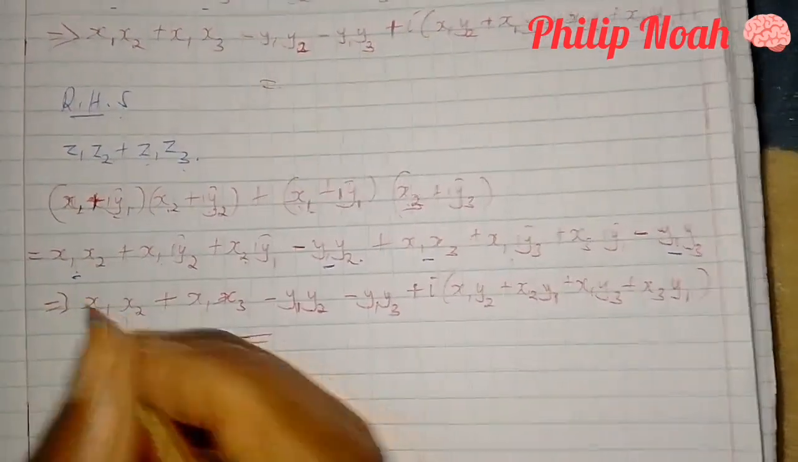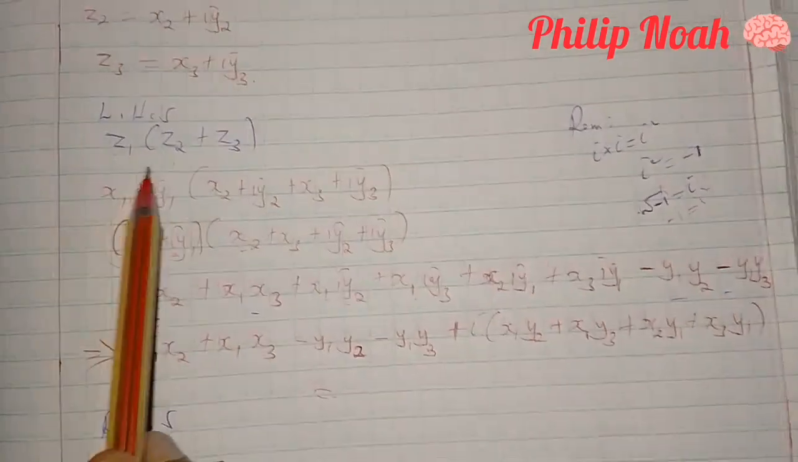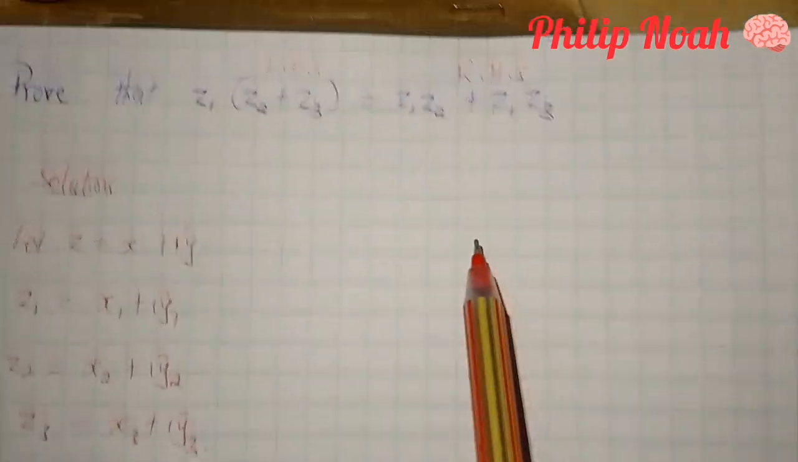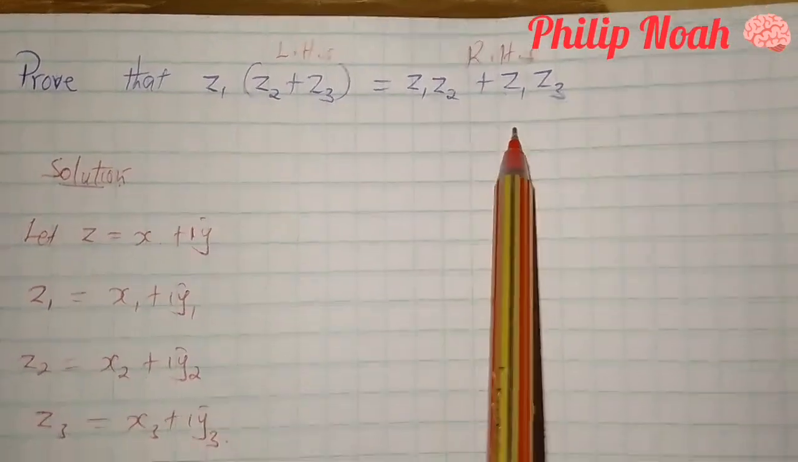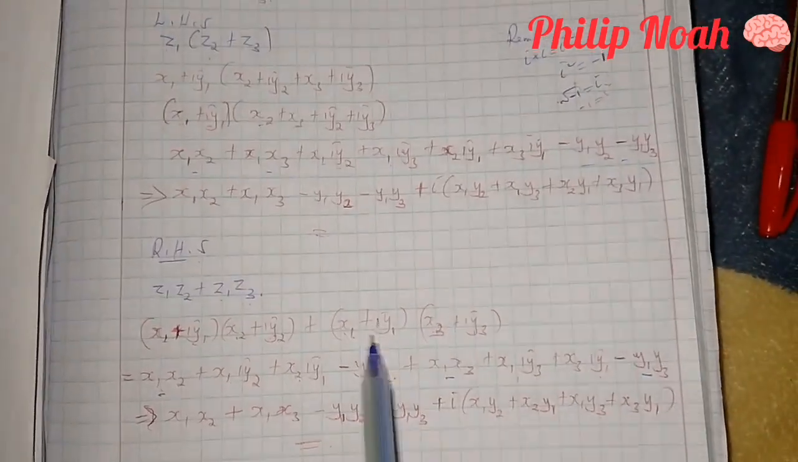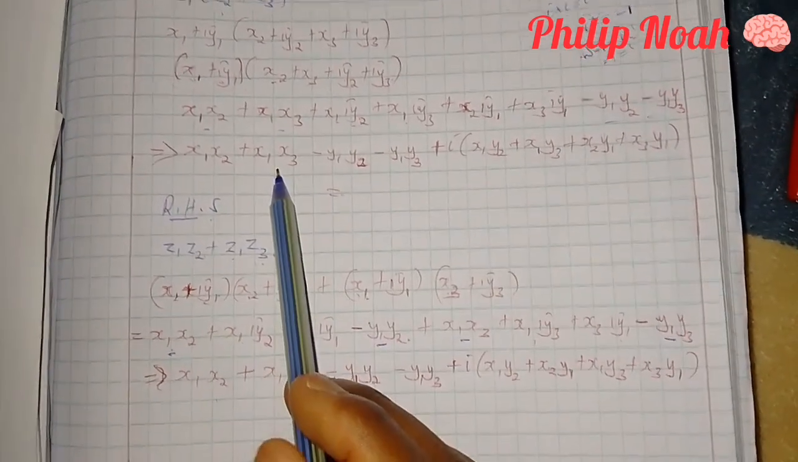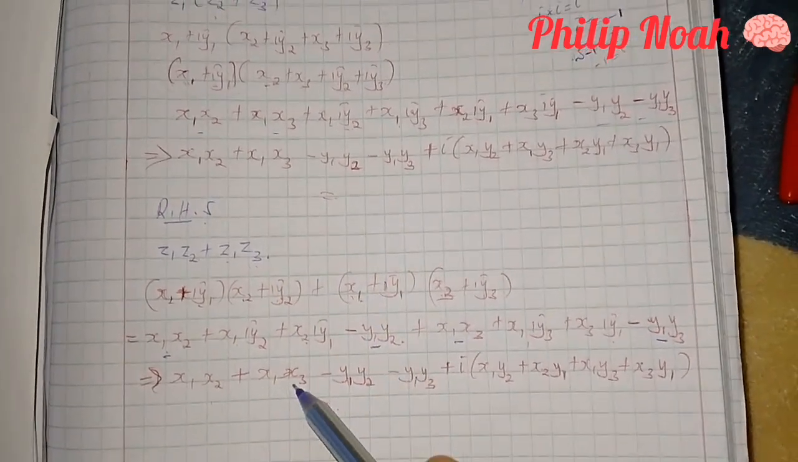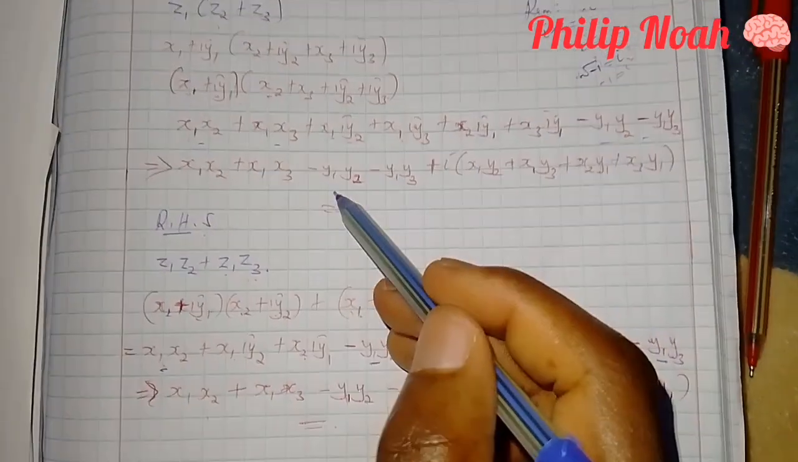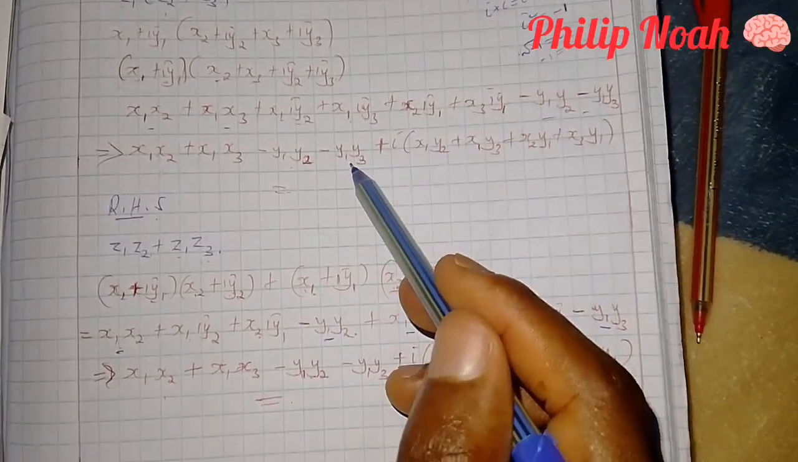So you can compare the two and see. This for left hand side, this for right hand side. Are they equal? Because we have been asked to prove that this is equal to this. Let's compare and see. For left hand side, we have x1, x2, we have x1, x2 here. For right hand side, x1, x3 plus x1, x3. We have negative y1, y2, negative y1, y2. You have negative y1, y3.